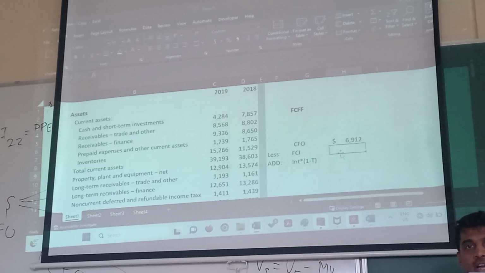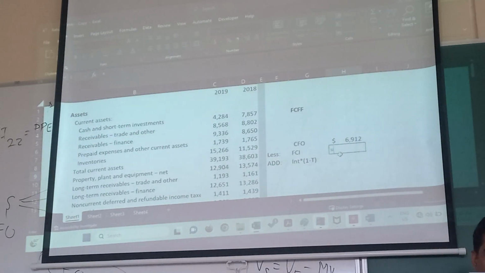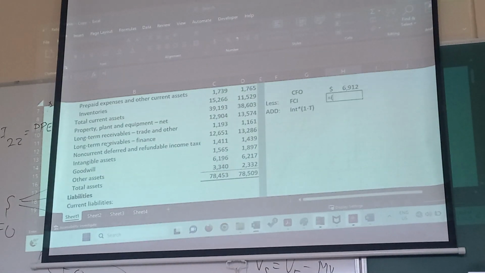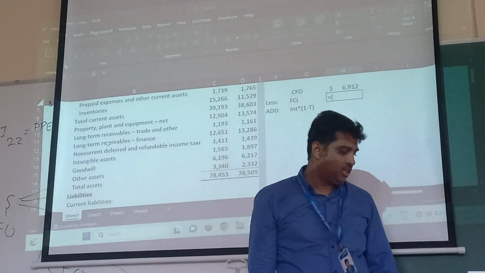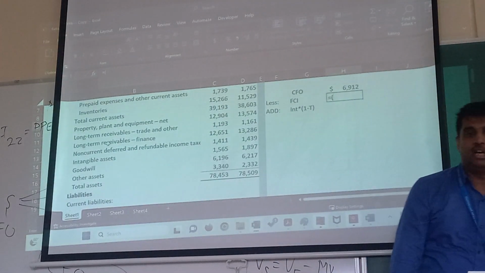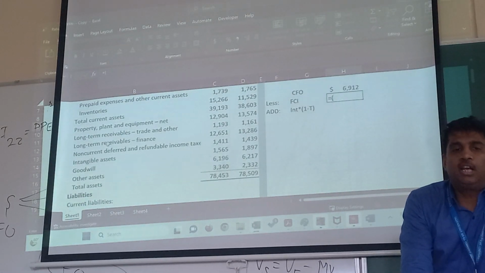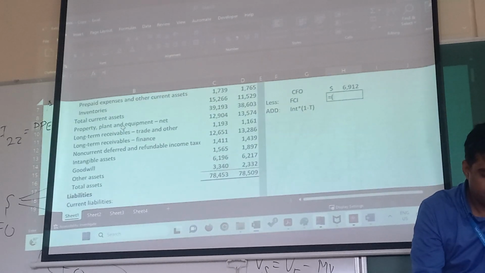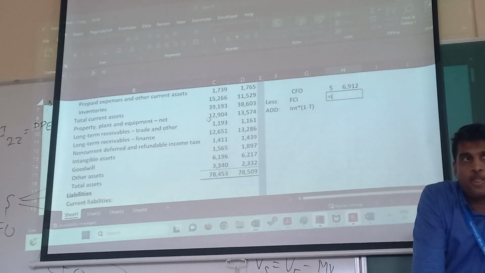Okay. Then guys, now listen carefully. We need to find the fixed capital investment. How will you find it? The fixed capital investment is the difference between the property, plant and equipment for the last year to this year. Will you take the net or gross?